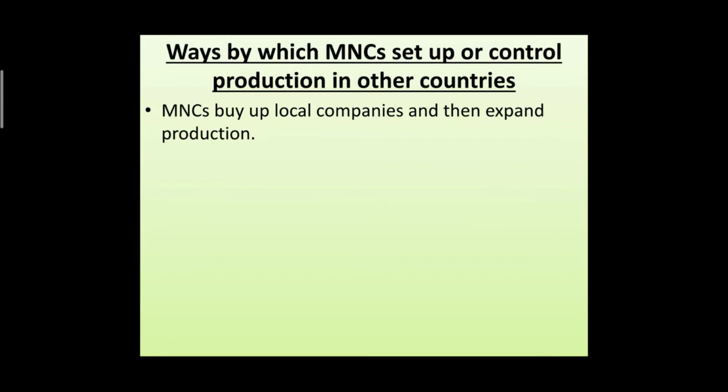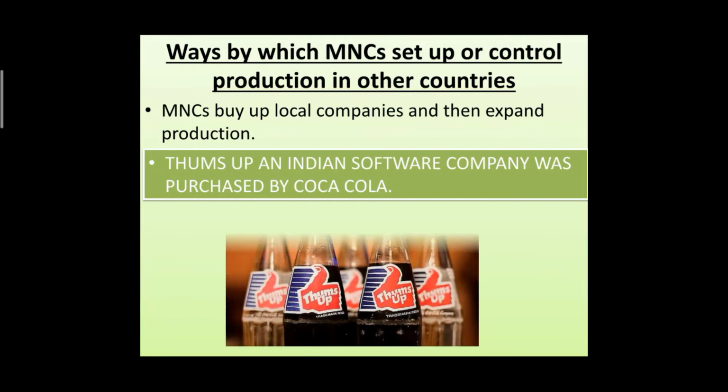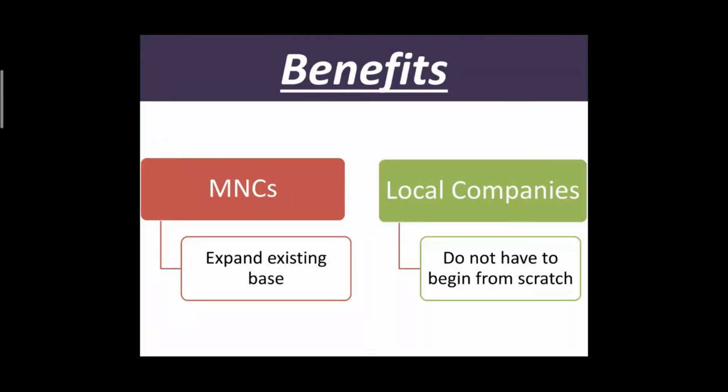Another way by which MNCs can start their production is that MNCs can buy any of the local companies and expand that production. Thums Up, one of the Indian soft drink companies, was purchased by Coca-Cola. That is another example of the same. Then what benefits will MNCs get? They are going to expand their existing base, so this benefit MNCs are going to enjoy.